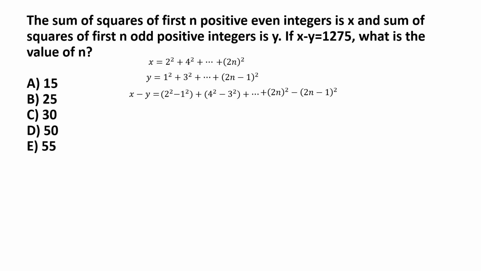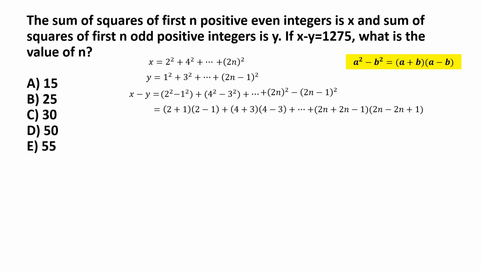Now we will take advantage of a middle school algebra formula, which basically states that a square minus b square is equal to a plus b multiplied by a minus b. And that will tremendously simplify things. So what is 2 square minus 1 square? In that form, it becomes 2 plus 1 multiplied by 2 minus 1. Similarly, 4 square minus 3 square becomes 4 plus 3 multiplied by 4 minus 3. And then we can go all the way till the nth term, which will become 2n plus 2n minus 1, multiplied by 2n minus 2n plus 1.